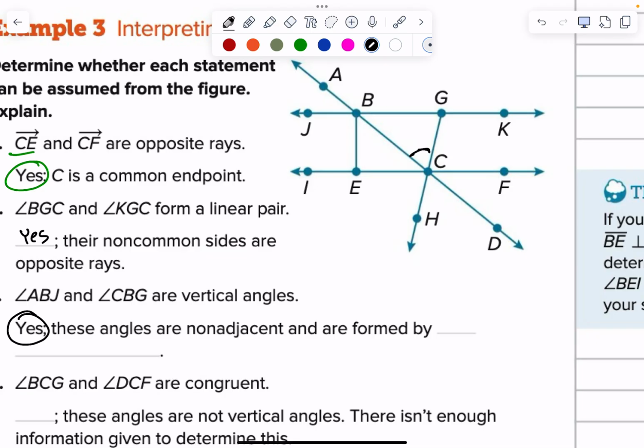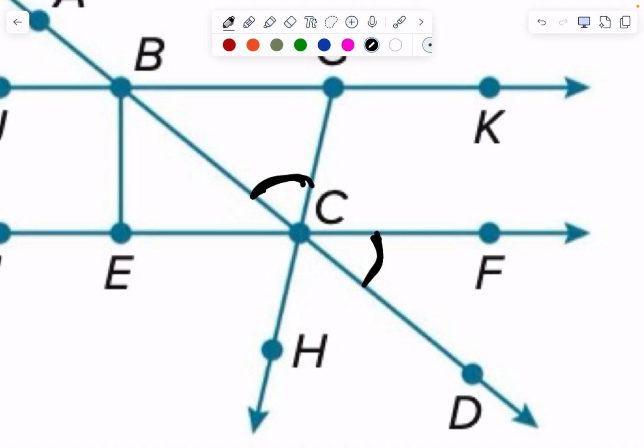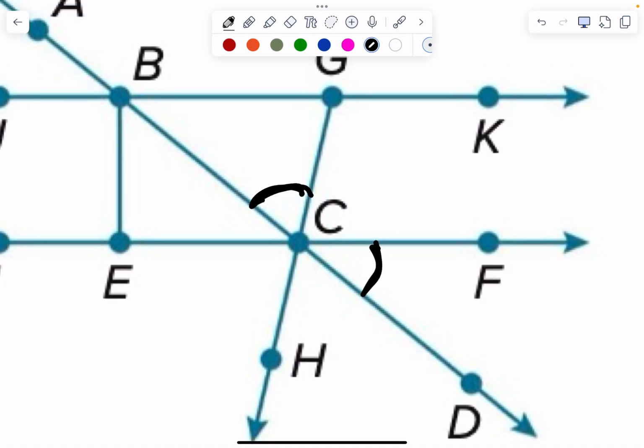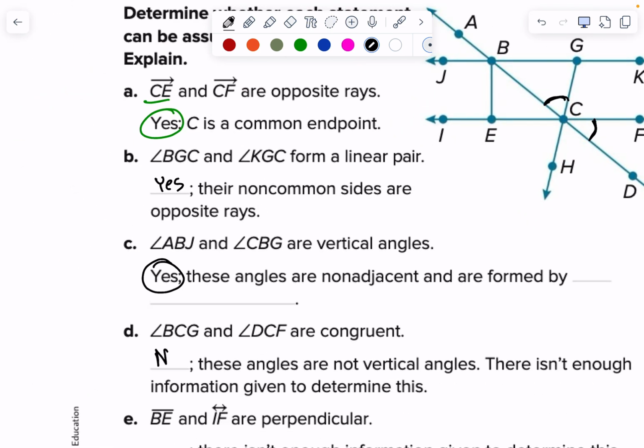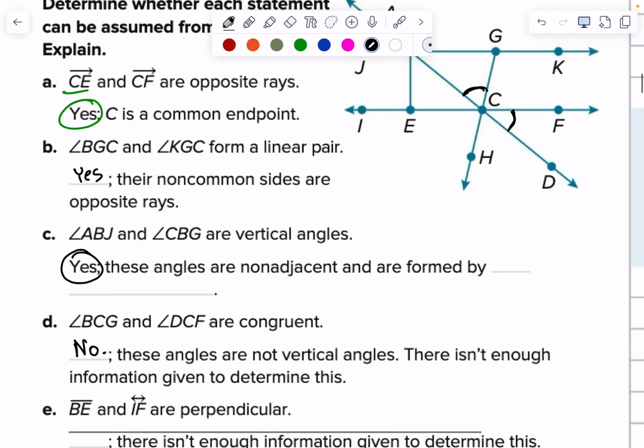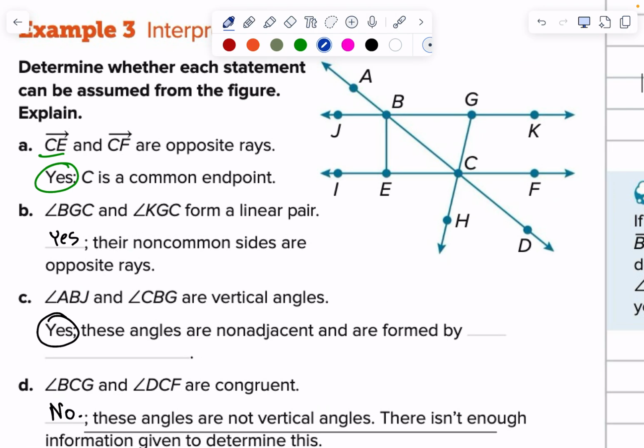Okay, BCG, let me erase. BCG is this guy, that black one, and DCF are congruent. Those two guys are congruent. No, the top one even looks bigger than the bottom one, right? We cannot assume that they are congruent unless they put the little marks in there. Nope. All right, can we assume that BE and IF are perpendicular?